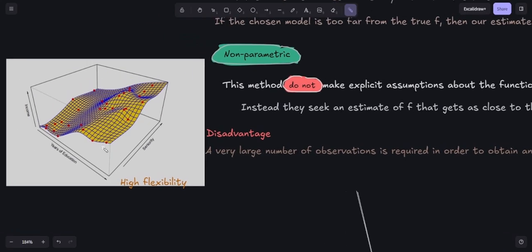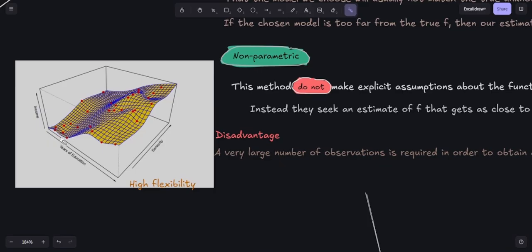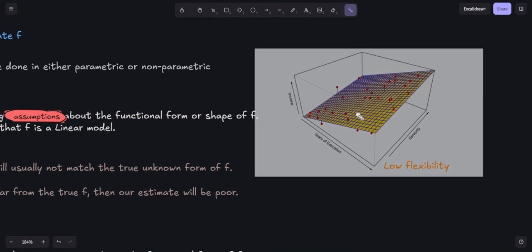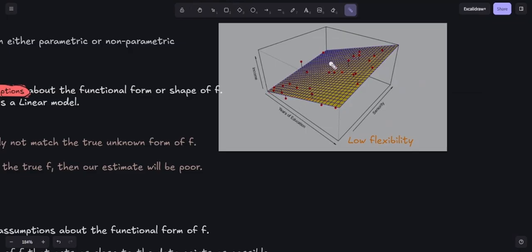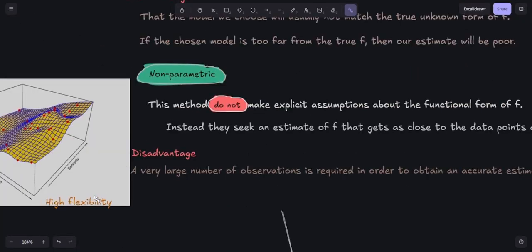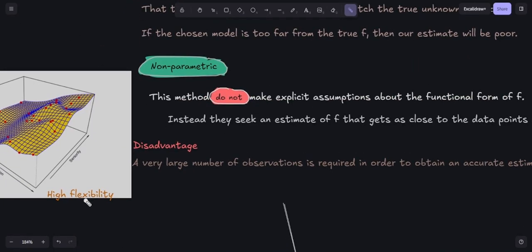For example, here you can see the model is trying to fit every observation. Unlike the linear model, which is not fitting everywhere, this one is, for example, low flexibility, while this one is high flexibility. Flexibility means it is fitting every observation.